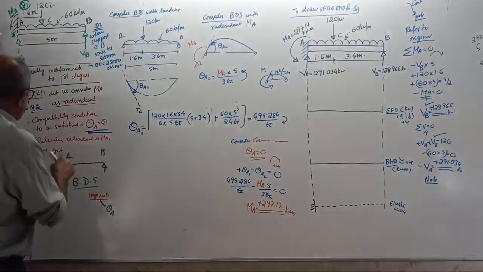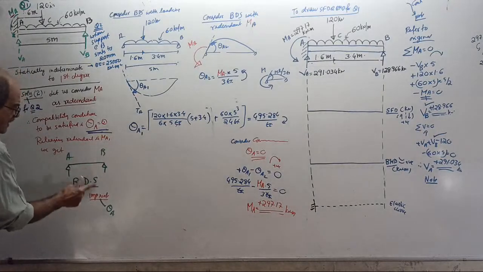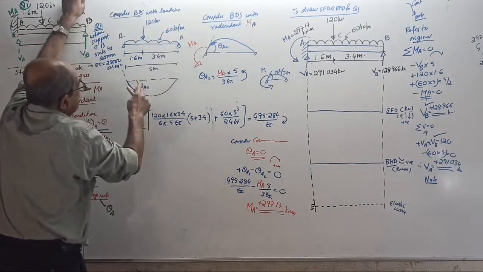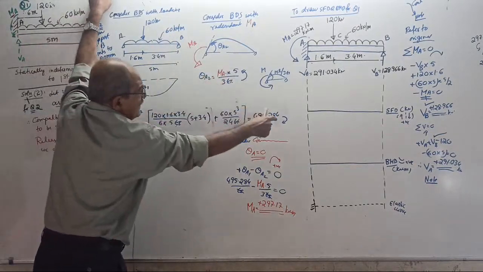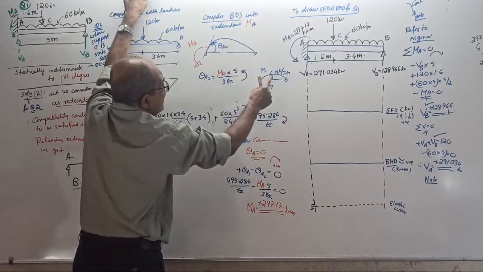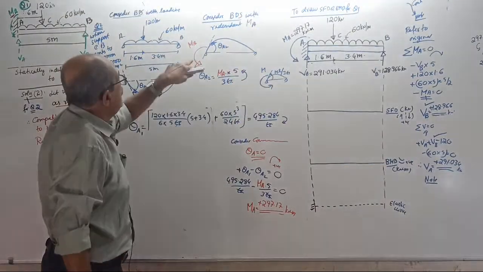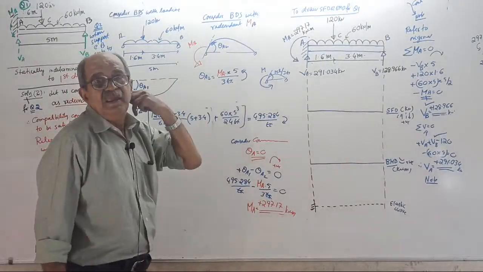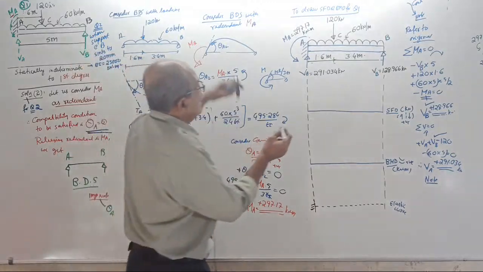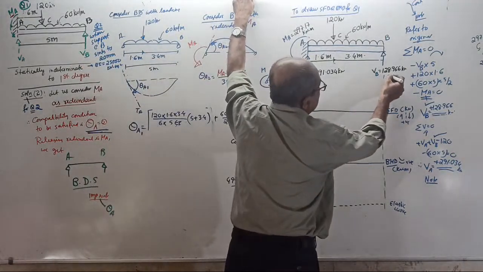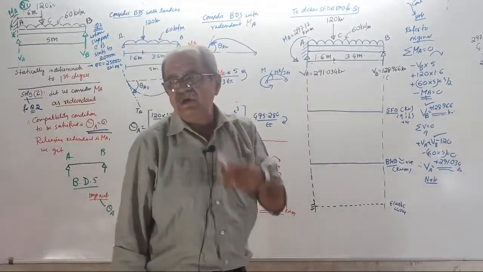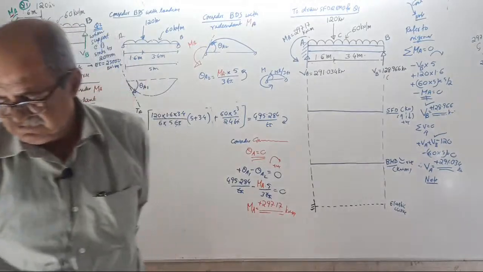Now, releasing the redundant, you get simply a support beam. Consider BDS with the loading. Find theta A1, same as last time. Consider BDS with the redundant ME, same as last time. Now, if I substitute this way, if you remember last time when I solved with settlement, tell me, this answer came how much? Second question, that answer came how much?